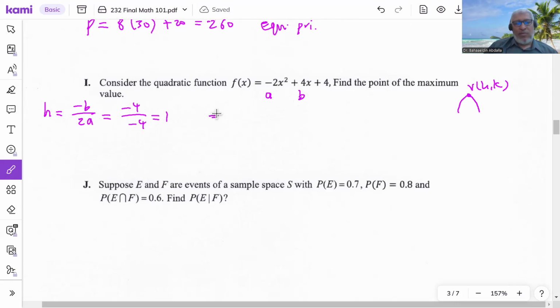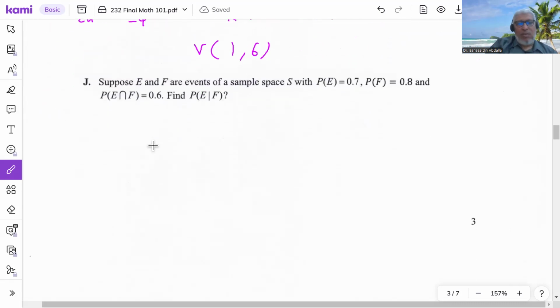And he asked about the point, so I need to find k. K would be f of h, which is 1. So f of 1 is -2 plus 4 plus 4, and that's 6. So the vertex is 1 and 6. That's the point, that's the answer.